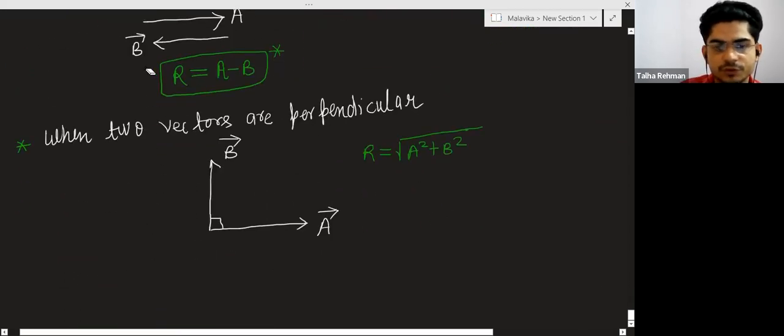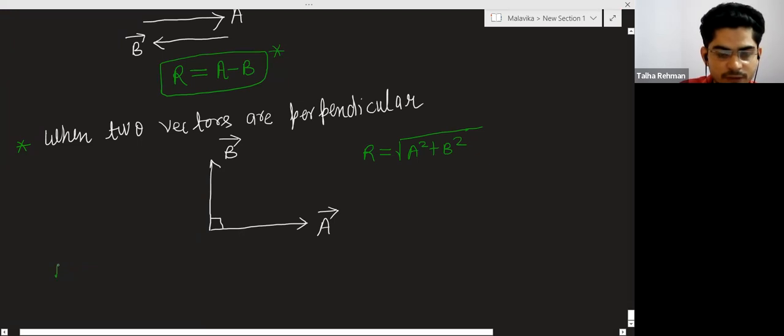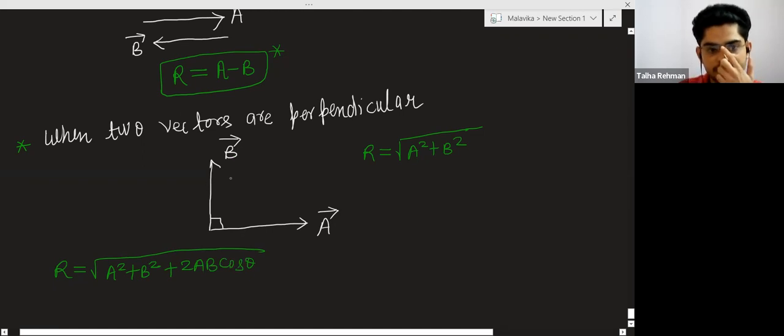What I am going to do here is use the formula. We have a formula like R equals under root of A square plus B square plus 2AB cos theta. So I want to calculate the value of R.